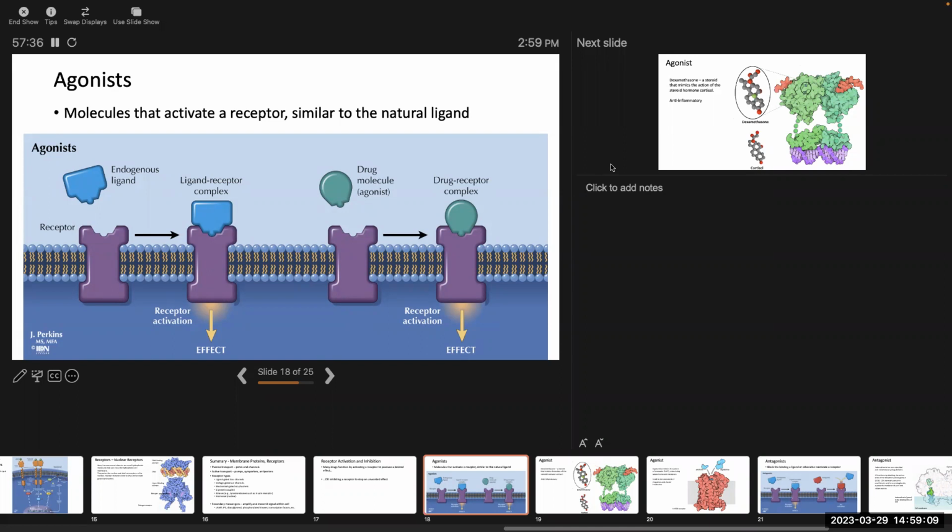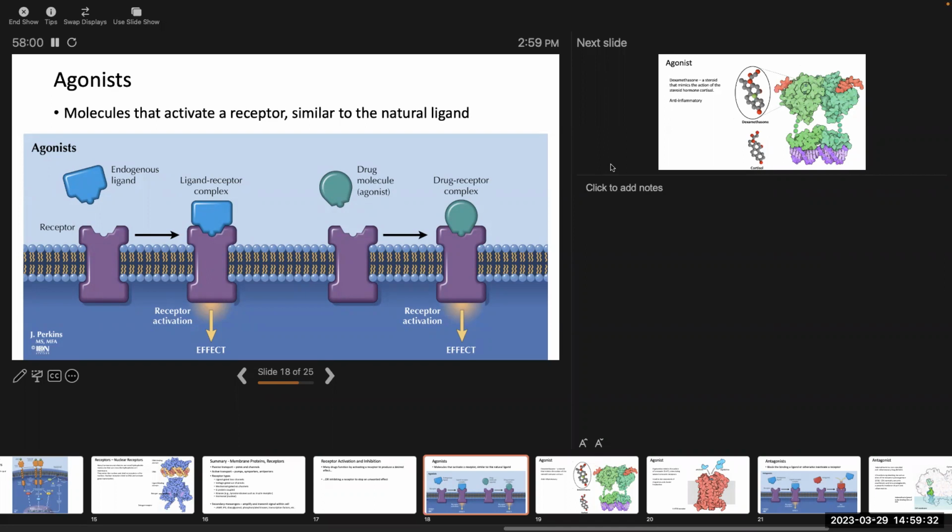So an agonist is a molecule. It may be a drug, but not always. But an agonist is a molecule that mimics the action of the natural ligand, or what's called the endogenous ligand. The endogenous ligand means the ligand that normally activates a receptor in the body.